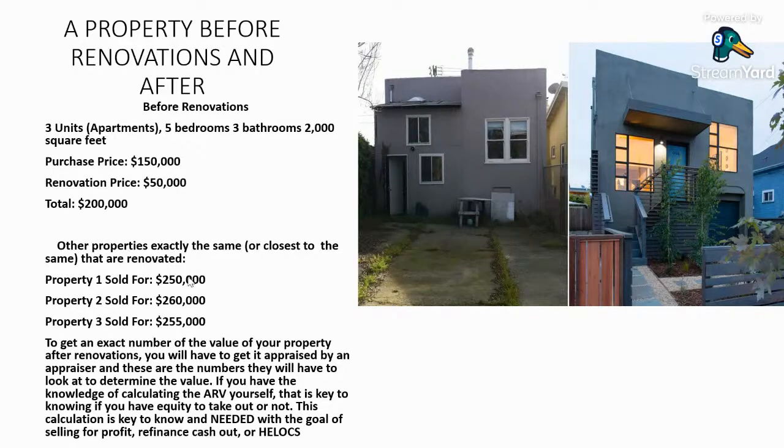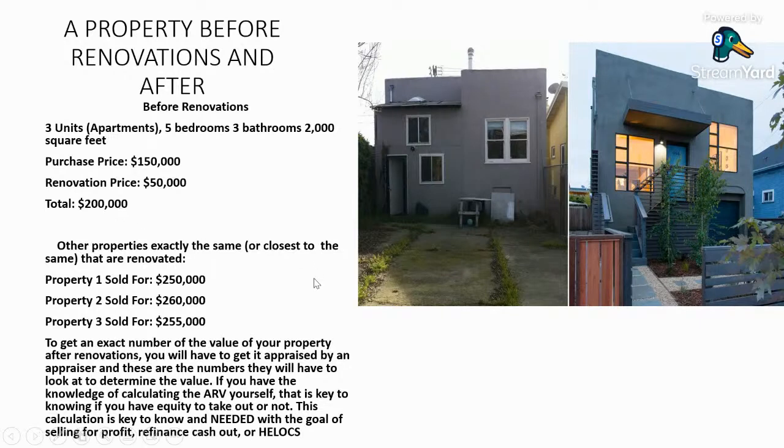Right, so that's an example. So let's go on. Now let's say the same example. The total purchase price is $200,000, with renovations being $50,000 and purchase price being $150,000. That's $200,000 total.